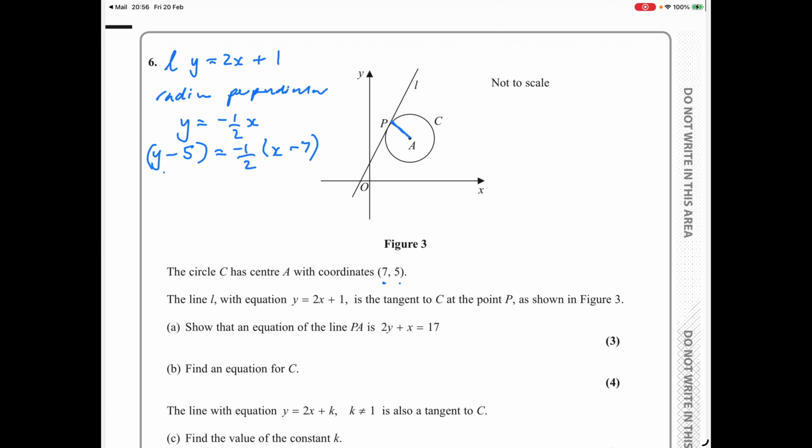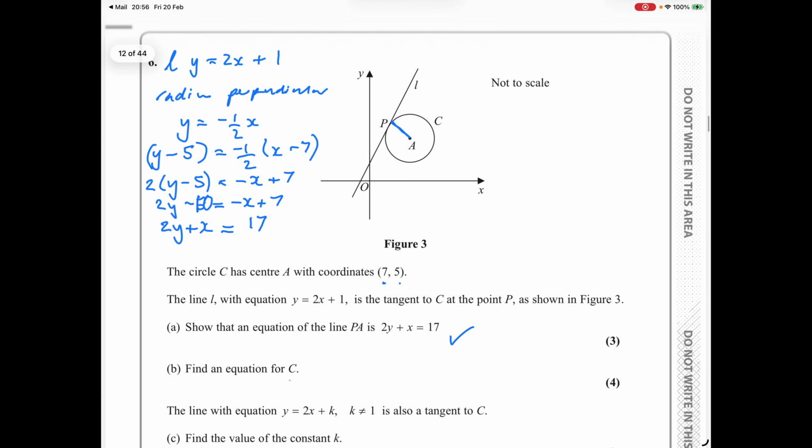And now we're going to times both sides by 2, so that's 2y minus 10 equals minus x plus 7. I should actually have times that out to 10. 2y plus x, if we add x to both sides, equals 17, because we add 10 to that side. Okay, so we've done this bit.